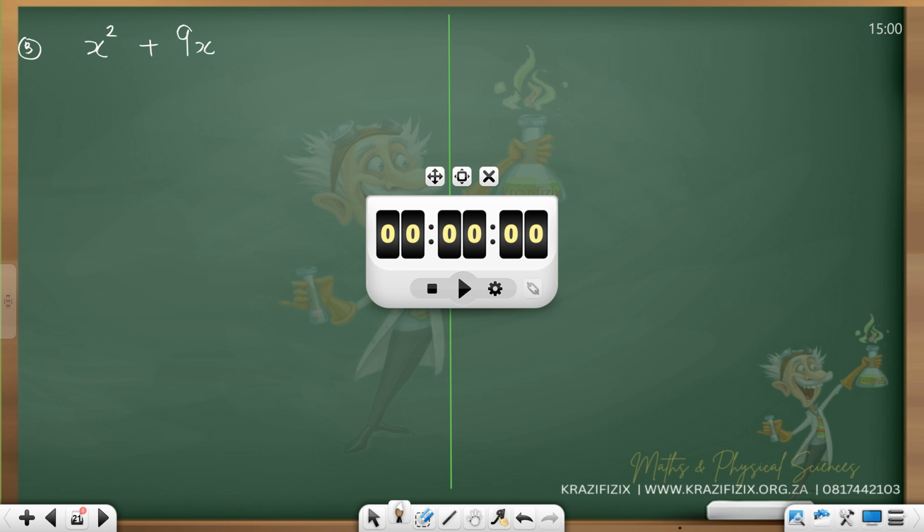All right, what do we do quickly here? Don't forget, what is your b over 2? It's 9 over 2, right? Keep that at the back of your mind. So what do I do? X squared plus 9x plus, what is 9 over 2 squared? 81 over 4. I hope you remember how we got that. All right?